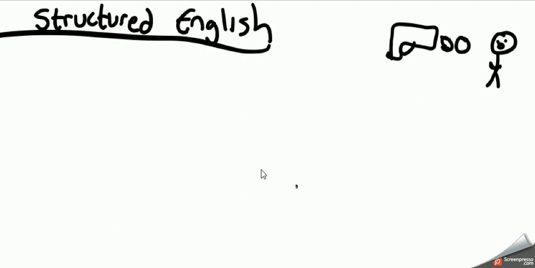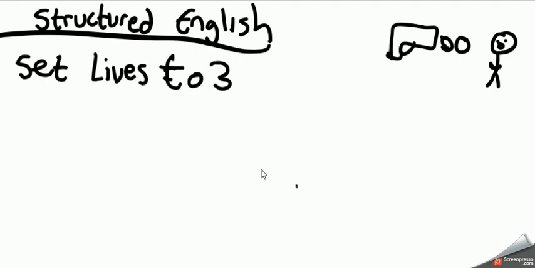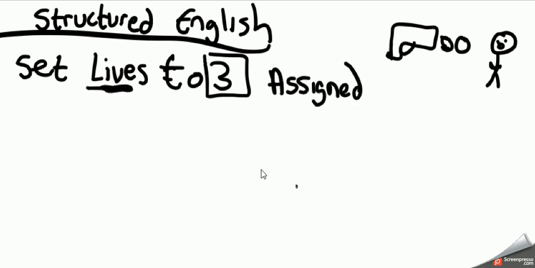Let's write that code out as structured English. The first thing we're going to do is set our lives at the start of the game to be 3. So we've assigned this value, the number 3, a name, and it's called lives. Whenever you hear lives, you know it's 3. That's important, you understand that.